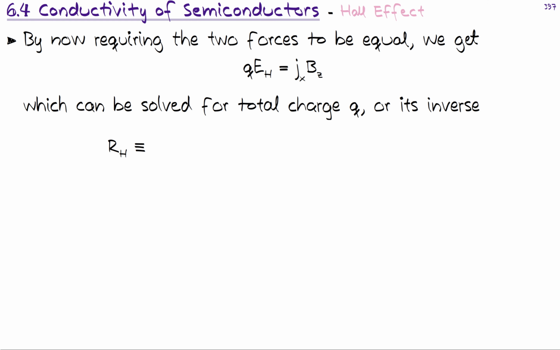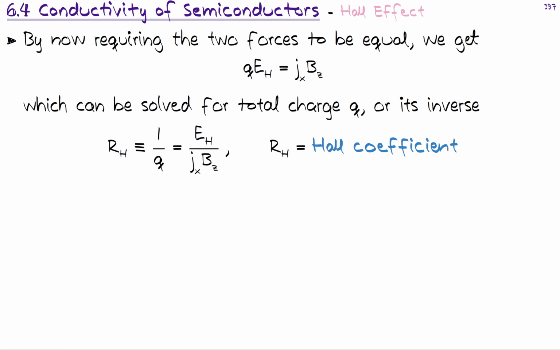So the Hall coefficient is defined as the inverse of the total charge Q, and when we place this from the previous equation, what we get is that the Hall coefficient RH is of the form EH divided by J times B, and this RH is our Hall coefficient.